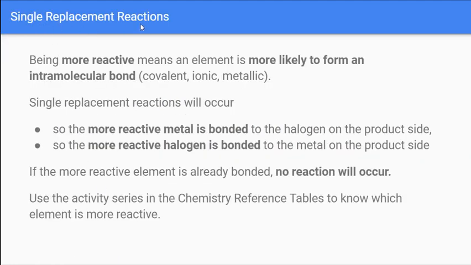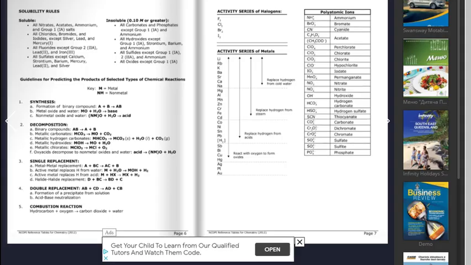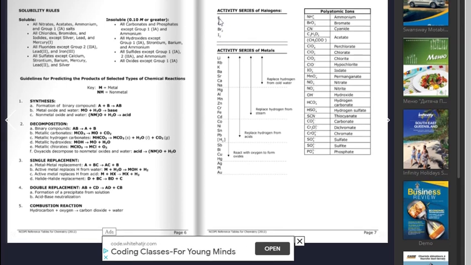In single replacement reactions, you may be asked to identify if a reaction will even occur. The way you decide that is you have to look at the activity series that is in your chemistry reference tables. Let me bring those over here. When you're looking at the activity series, the higher up it is on the list, the more reactive it is. So for example, if we look at our activity series of halogens, we see that fluorine is the most reactive and iodine is the least reactive. If we look at the activity series of metals, we see that lithium is the most reactive and gold is the least reactive.